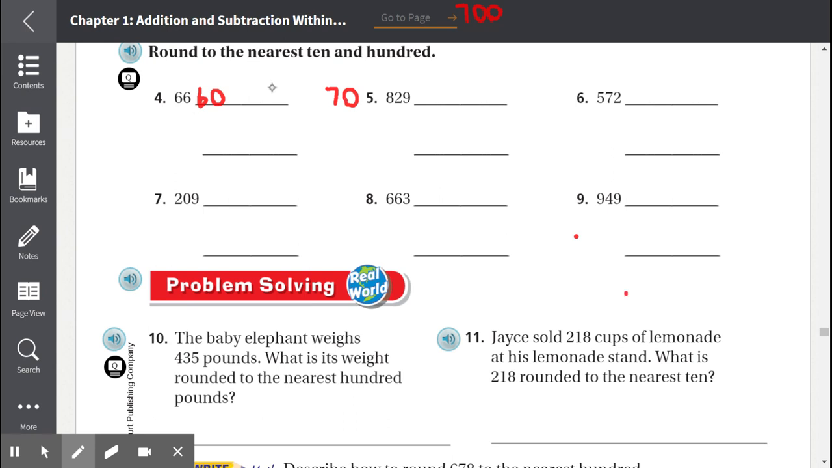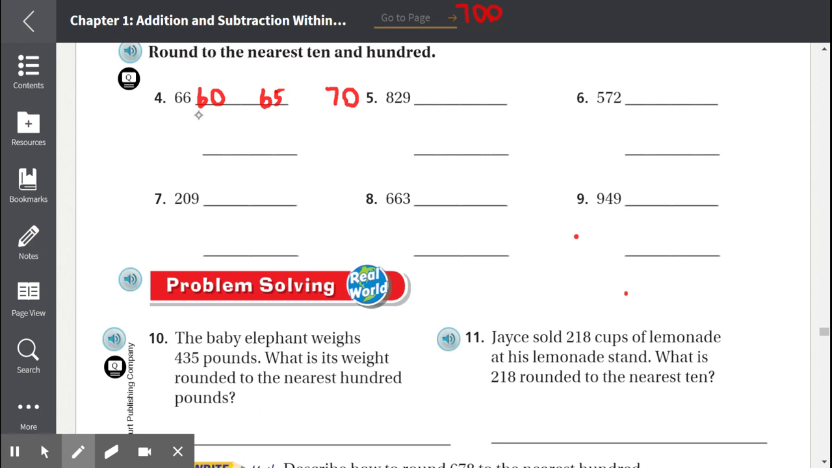Now let's find the number that's in the middle of 60 and 70. The number that's directly in the middle, we always find a number that's directly in the middle of our tens. So 65 would be directly in the middle of 60 and 70.